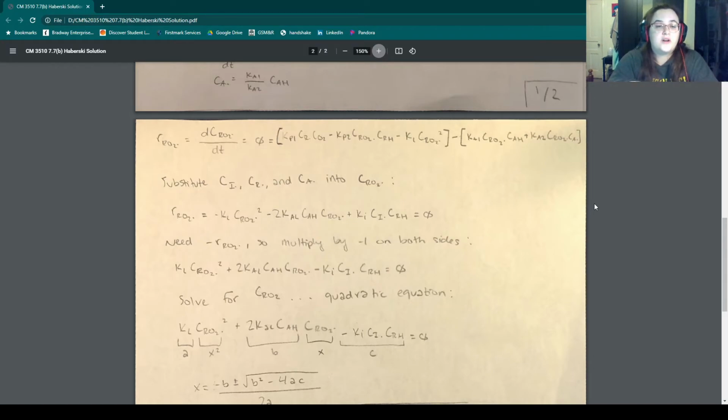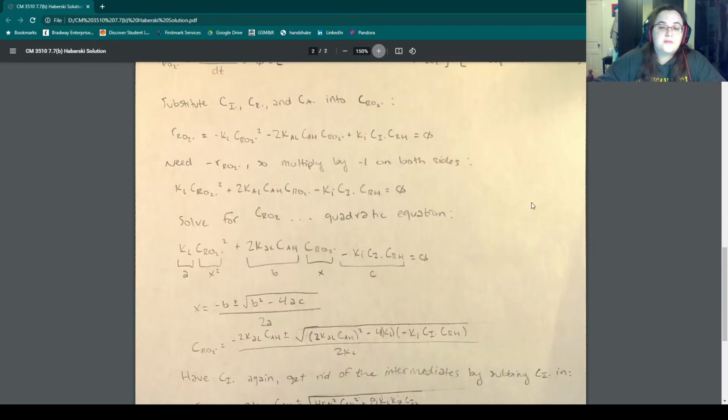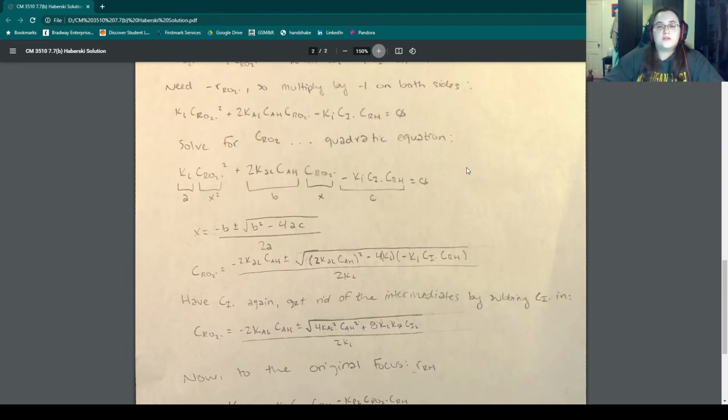So we're going to actually substitute those into our equation. We're going to get the following, but we want to get negative rate of RO2. So we've got to multiply -1 on both sides. So we're going to get this equation here. Only thing that has changed is our signs have been changed to the opposite. So now we can finally solve for the concentration of RO2.